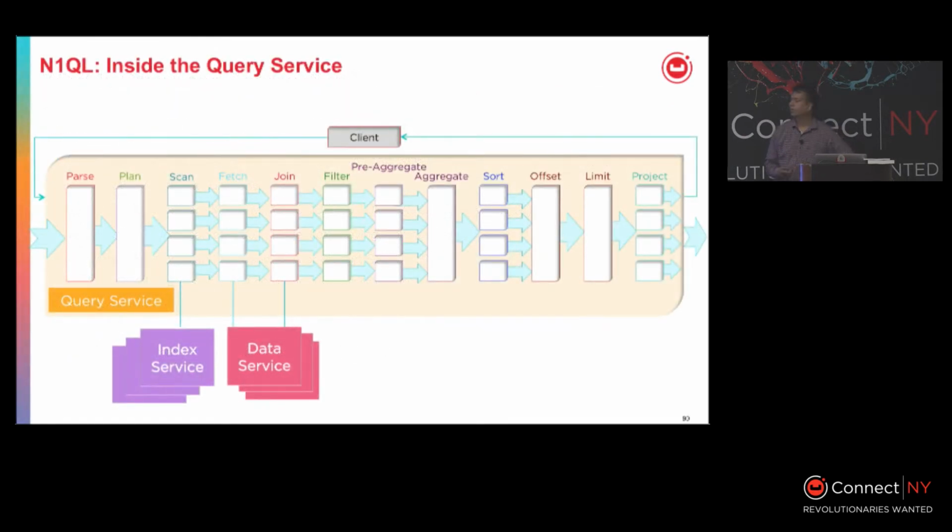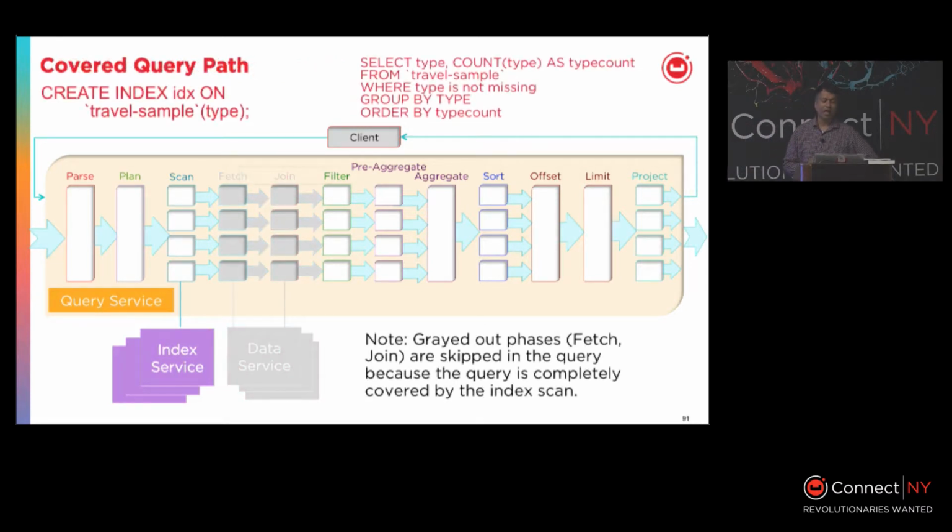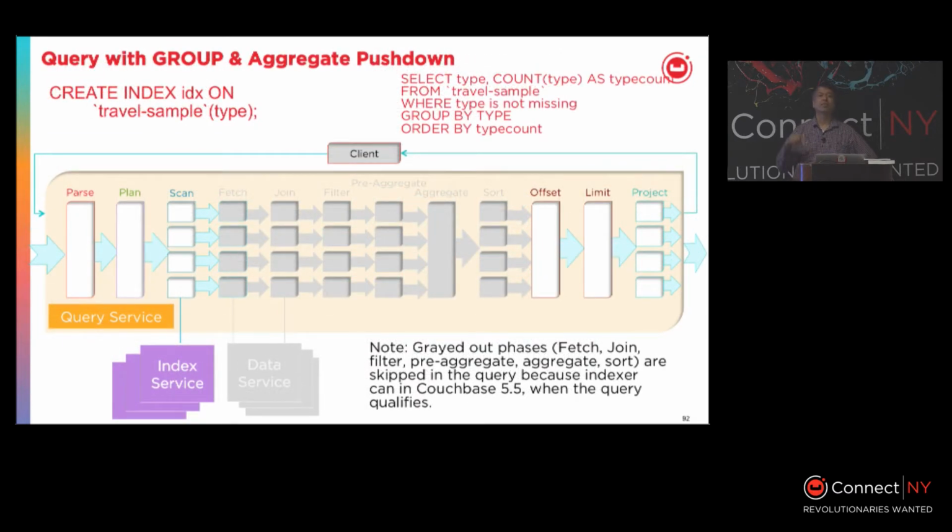Let's look at the most important part. This is the query processing pipeline. It goes from parse until projection. When you have an index that is covering, we avoid getting to the data service. Previously, you do the scan, get all the data, and do the post-processing. What we have done with the grouping and aggregation pushdown is, because the index has the data organized in the right order of the keys, it can do the grouping and aggregation efficiently, right?